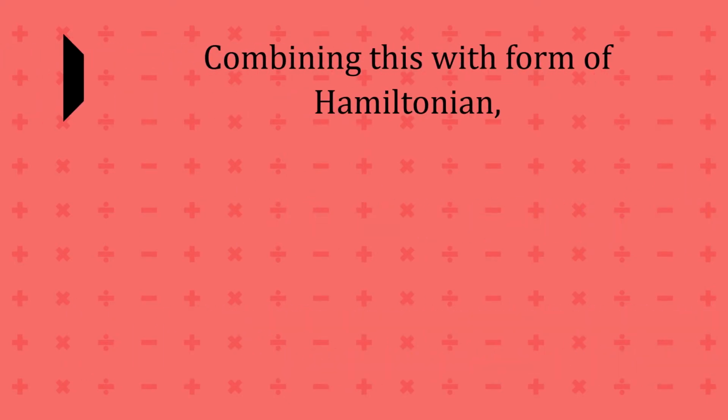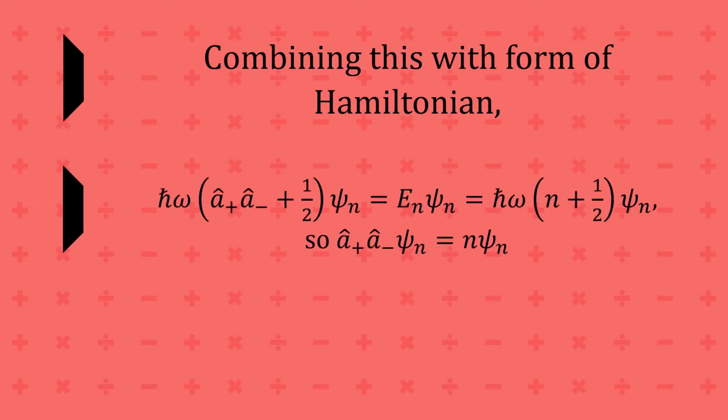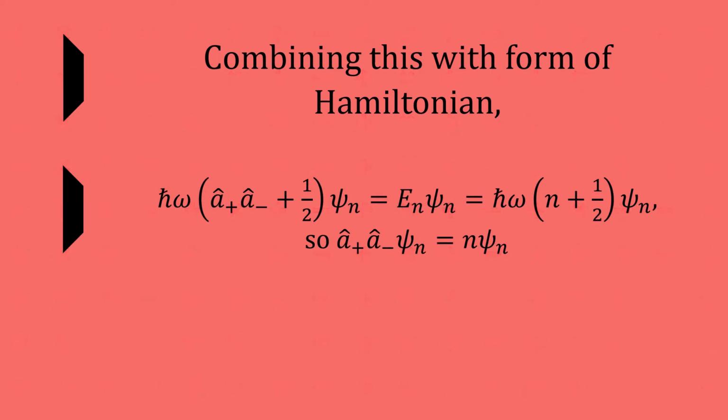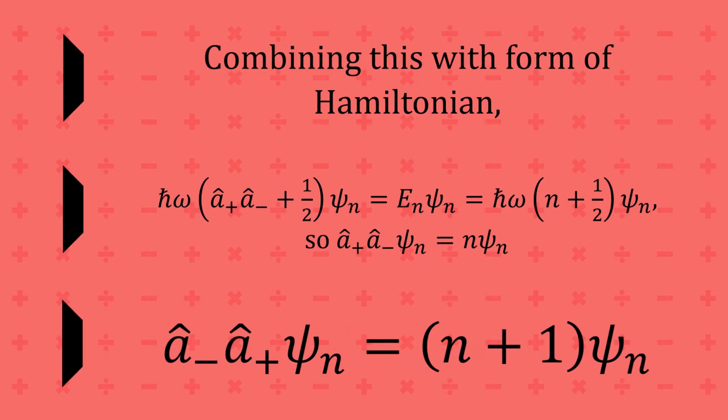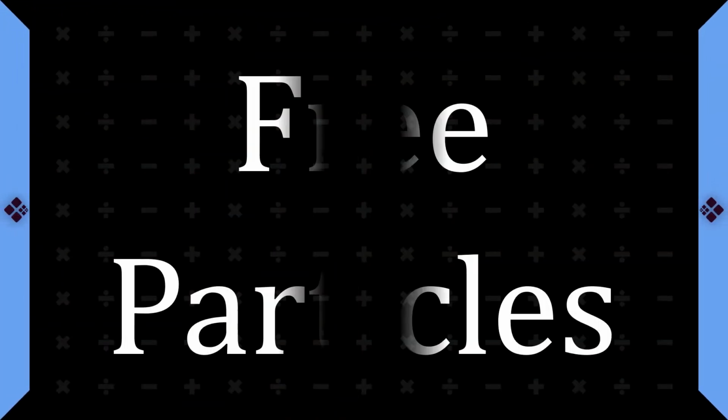Combining this result for the energy E_n, corresponding to the stationary state psi n, with the form of the Hamiltonian for the time-independent Schrödinger equation, we get this expression here. So a hat plus a hat minus psi n is equal to n psi n. And similarly, we can show that a hat minus a hat plus psi n is equal to n plus 1 times psi n.